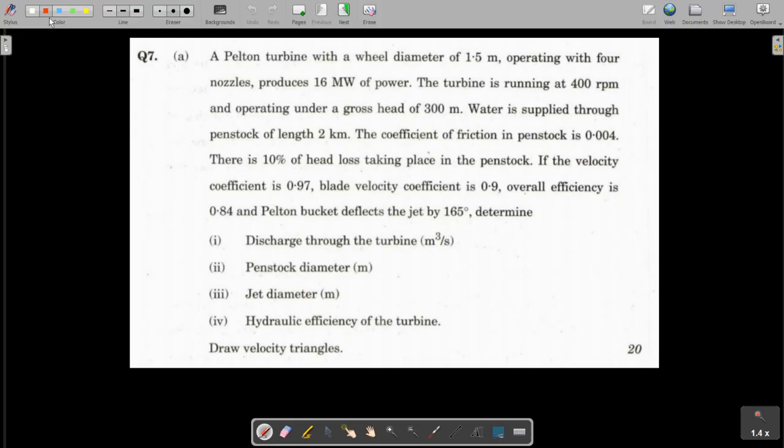Welcome back aspirants on MacTech 40, and today we will solve one question of Pelton turbine that has been asked in ESC mains exam 2019.